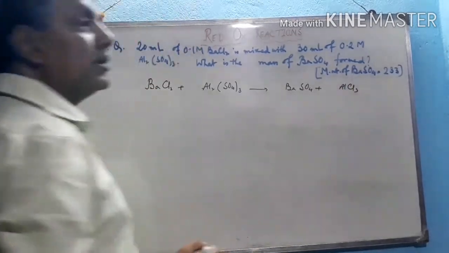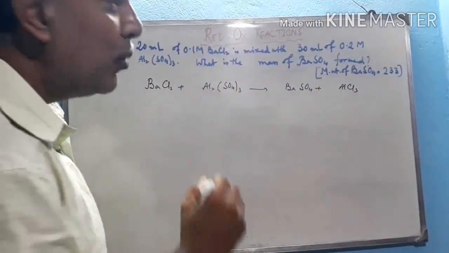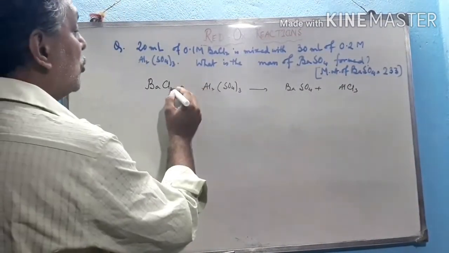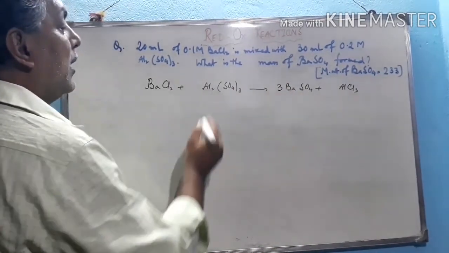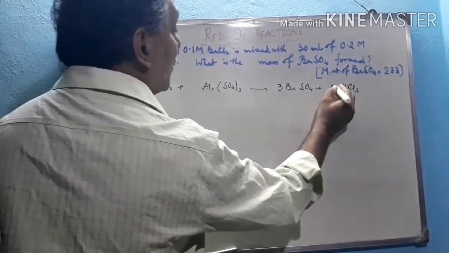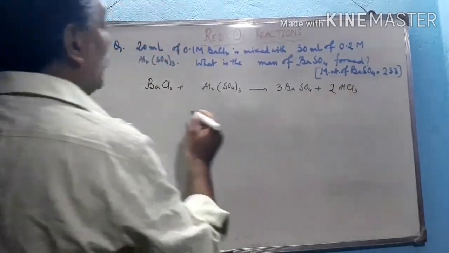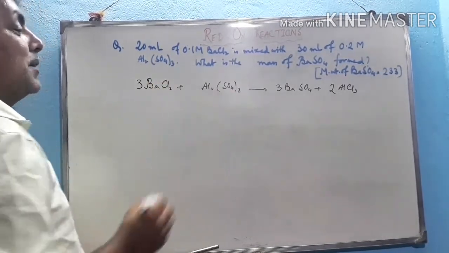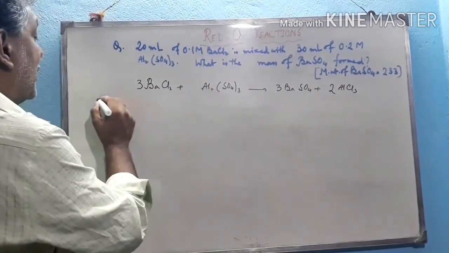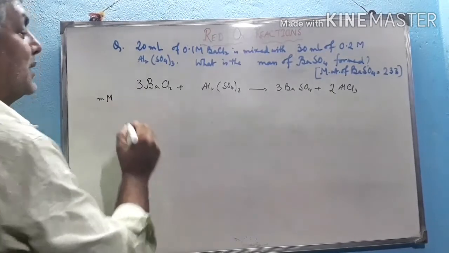Now if we use the millimole concept, then we have to balance this equation. To balance the sulfate, it becomes 3BaSO4. To balance the aluminium, it becomes 2AlCl3. Now to balance the chlorine, it becomes 3BaCl2. Now barium is balanced. Now we have to calculate the millimole of the substance.